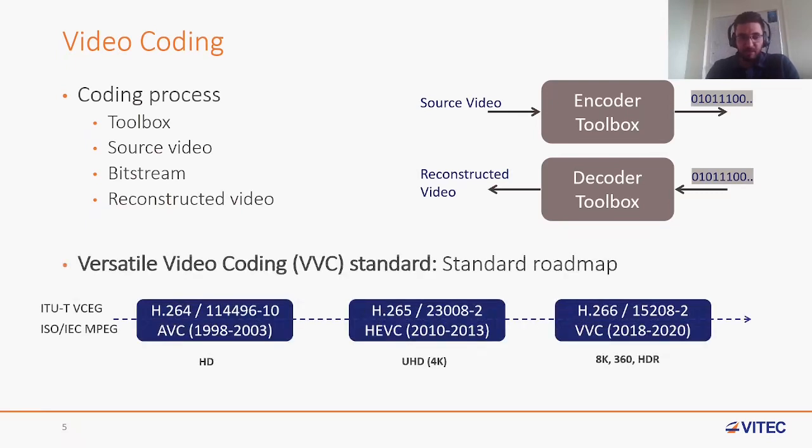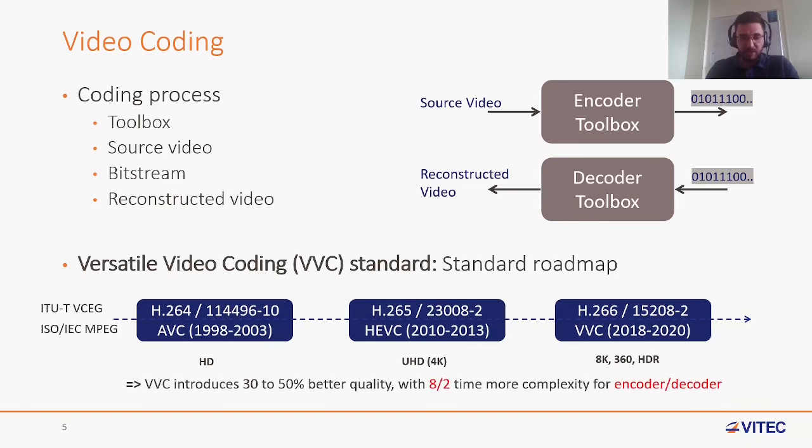Since 1998, the MPEG and VCEG groups have been trying to cope with the evolution of video consumption. In 2003, they standardized the most famous video coding standard, Advanced Video Coding, to support HD videos. In 2013, the famous HEVC was standardized to support 4K videos, and recently, in July 2020, the new Versatile Video Coding standard was released to support 8K, 360, and HDR videos. Every time, each video coding standard tries to enhance quality by 50% for the same bitrate. In fact, VVC was successful in reaching this objective.